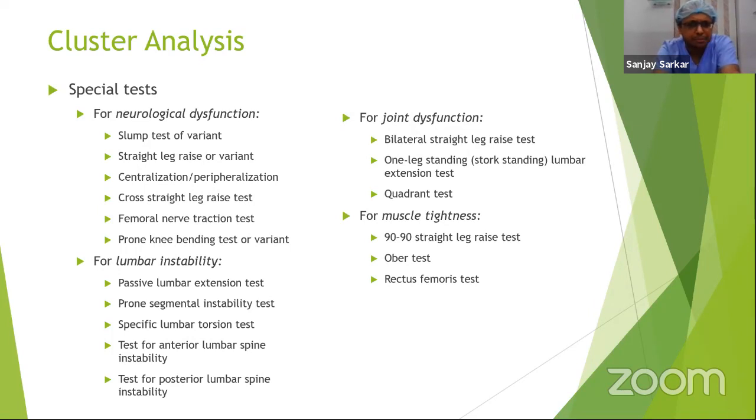Tests for the posterior lumbar spine. All these lumbar spine anterior and posterior instability tests are nothing but what you do from Maitland's mobilization technique: PA, CPA, UPA, translatory glides. You just check those and feel that and try to appreciate the changes in the end feel, if it is more or less, and vice versa.